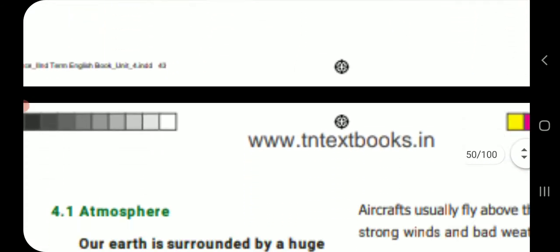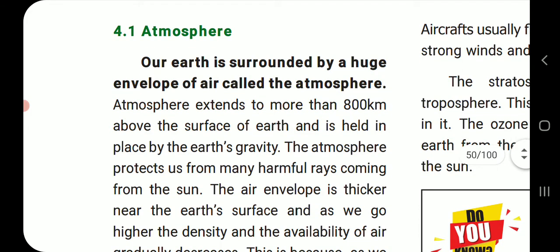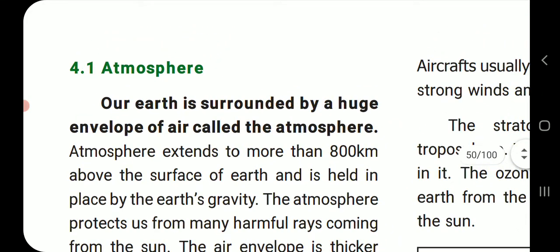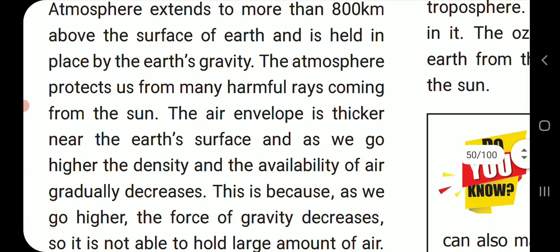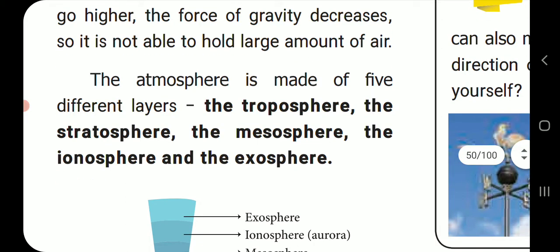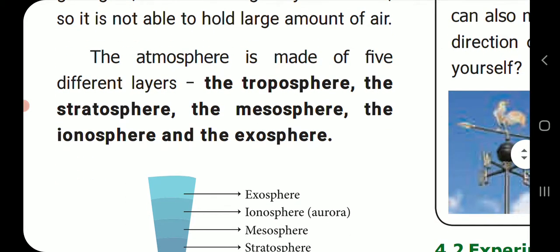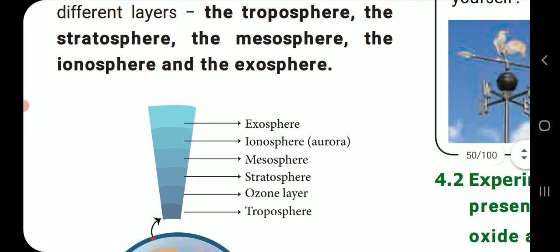Then coming to the content, what is the atmosphere? Our earth is surrounded by a huge envelope of air called the atmosphere. This is a very important 2 marks question; they'll ask you what is an atmosphere. Our earth is surrounded by a huge envelope of air called the atmosphere. The troposphere, stratosphere, mesosphere, ionosphere and exosphere are the 5 different layers, as I told you.